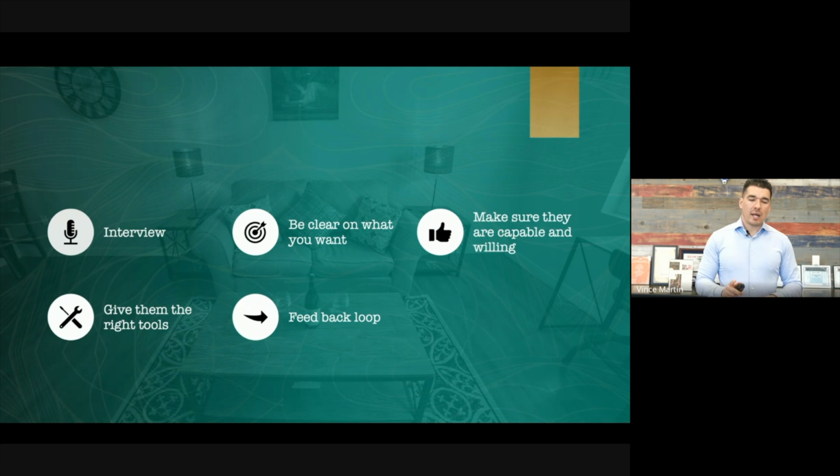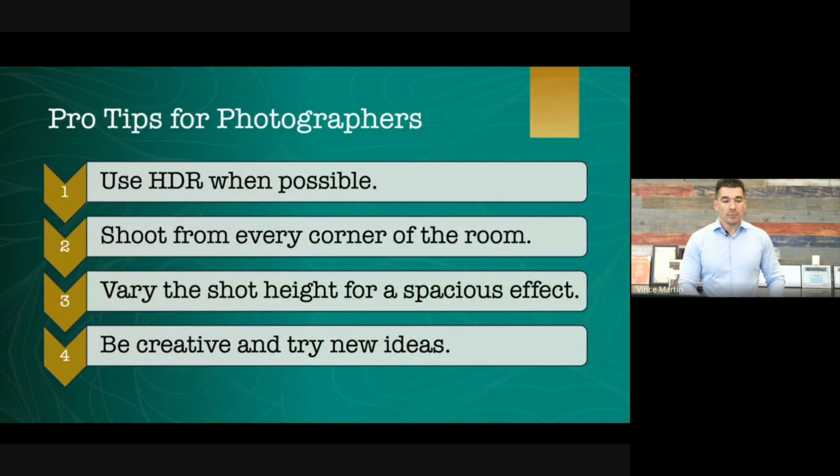Use that feedback loop with your photographer to make sure that at some point in time you don't have to show up to the photo shoots because they already know what your expectation is. Pro tips for photographers. You want to make sure that they're using the HDR when possible. There are some cases where you wouldn't use it, but for the most part, HDR is going to give you the best quality photos for what we're looking for in the industry.